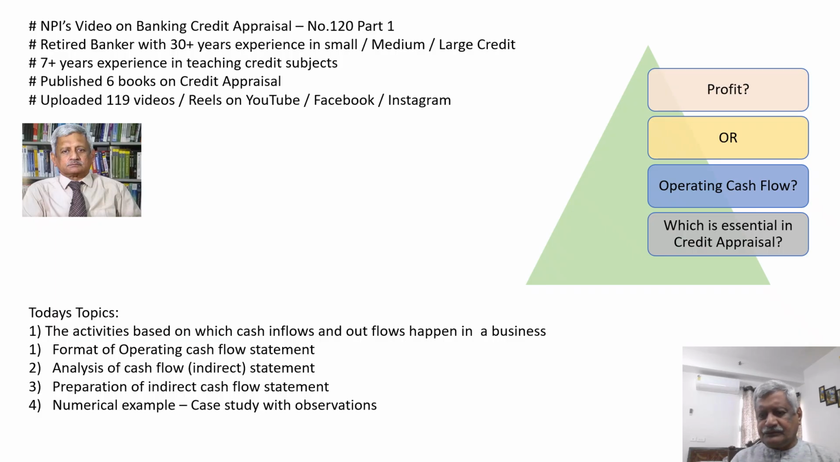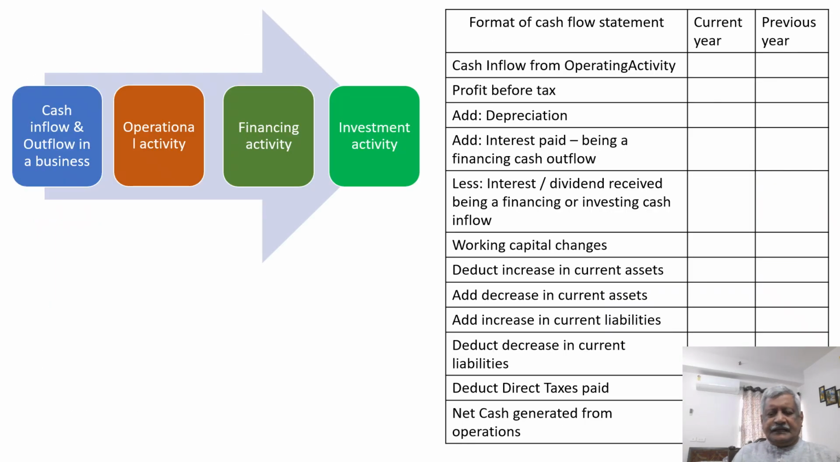What we are going to emphasize here is we need to look at the operating cash flow, whether the cash flow from the operating activities of the business is positive or not. That is more important than looking at the profit in the statement of profit and loss account. Now, a cash inflow or a cash outflow in a business takes place on account of three activities. One is the operational activity, two is the financing activity, third is the investment activity.